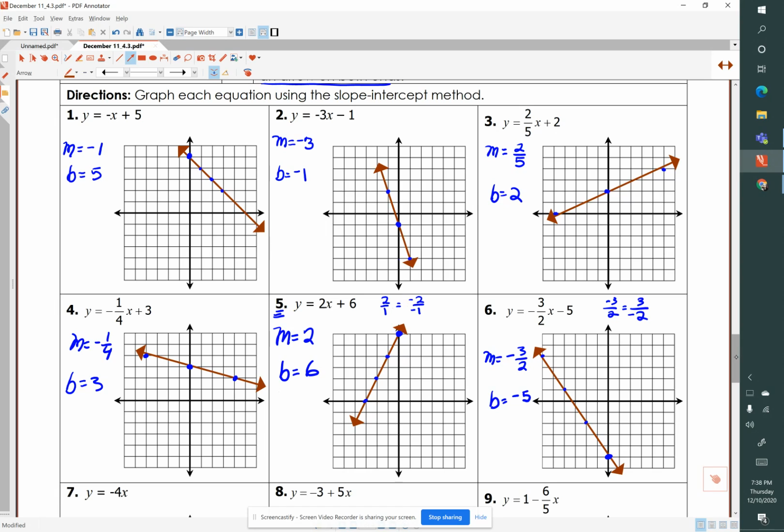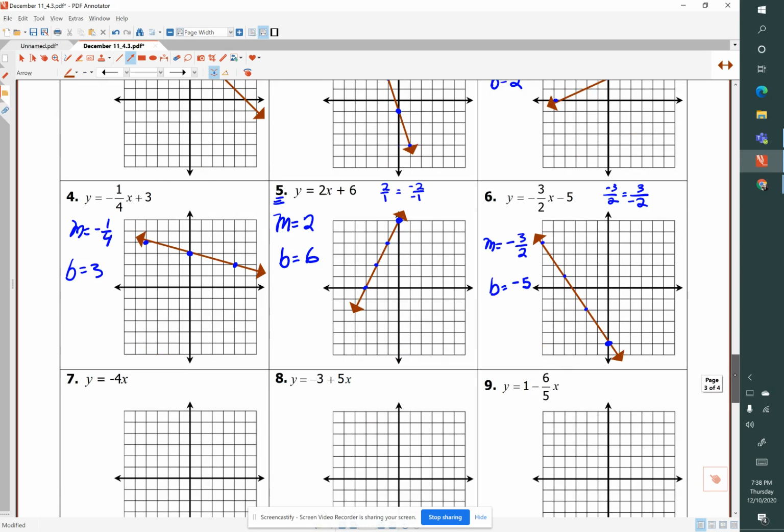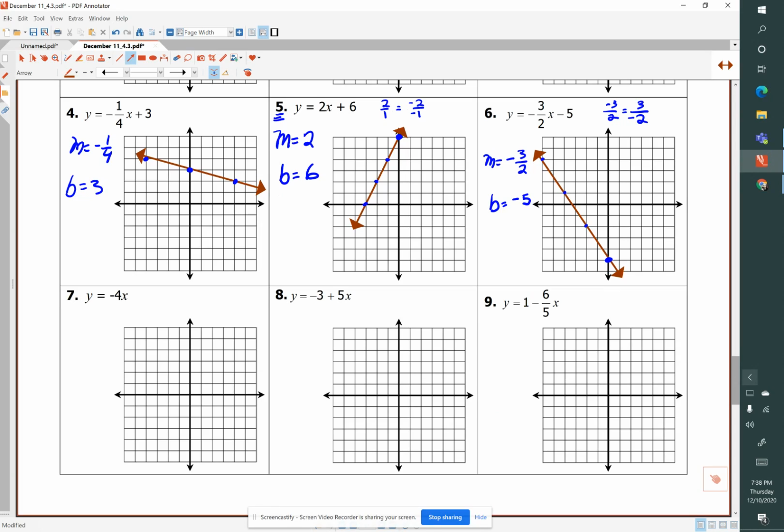There we go. Let's move on to 7, 8, and 9. And if you want to pause the video and try these on your own, that would be great.